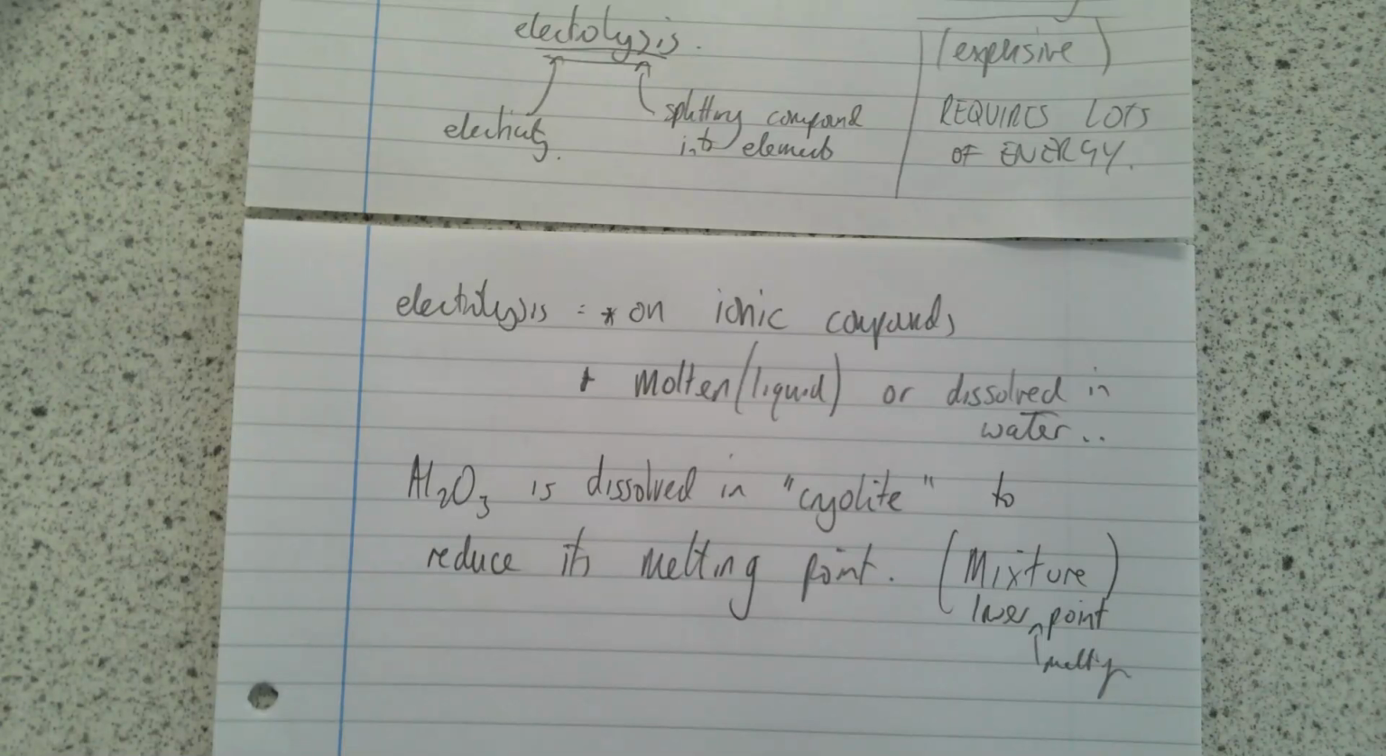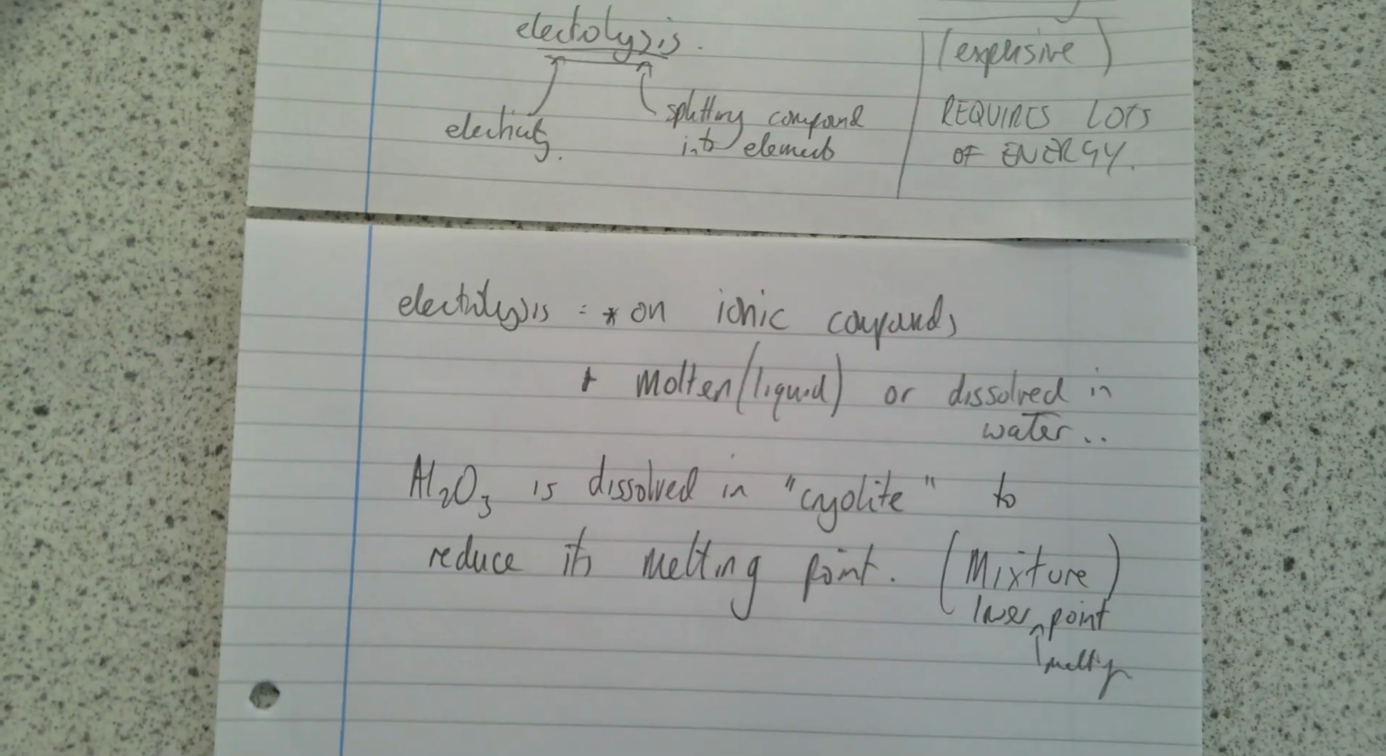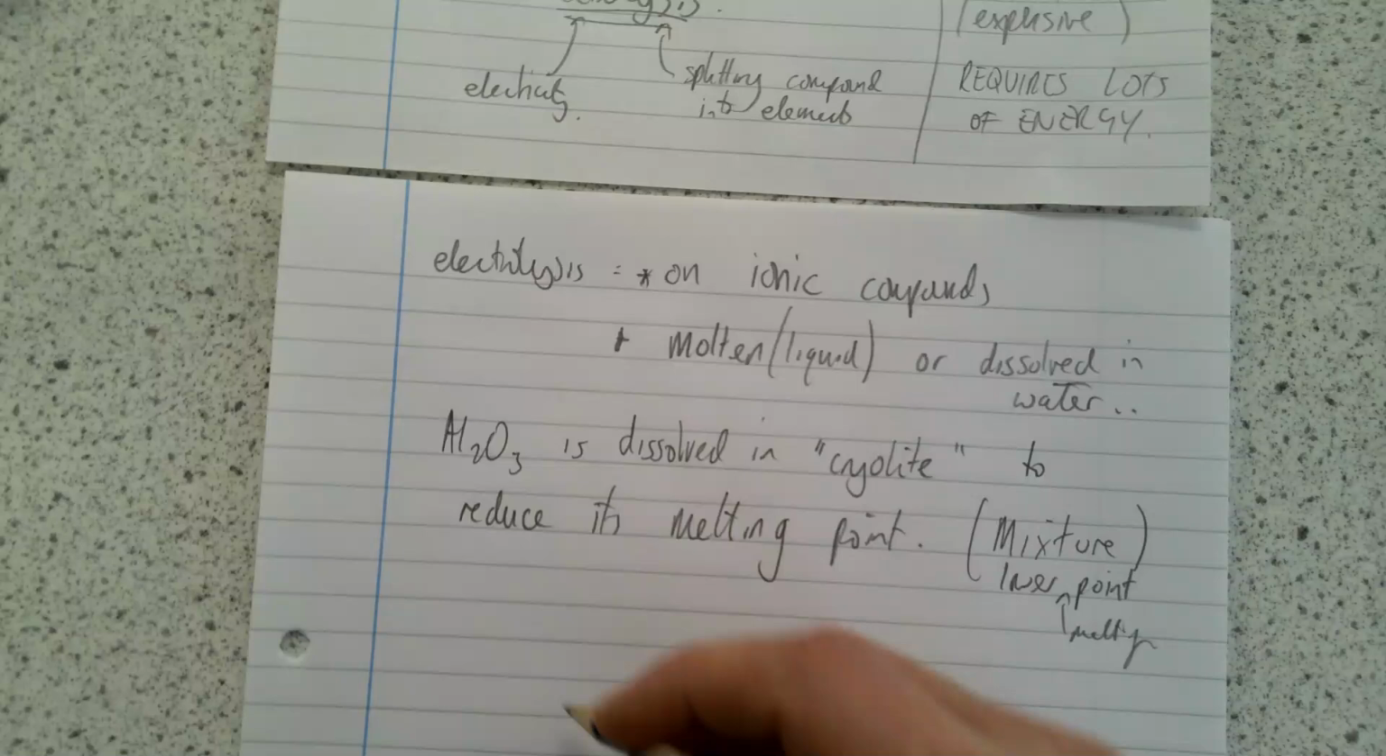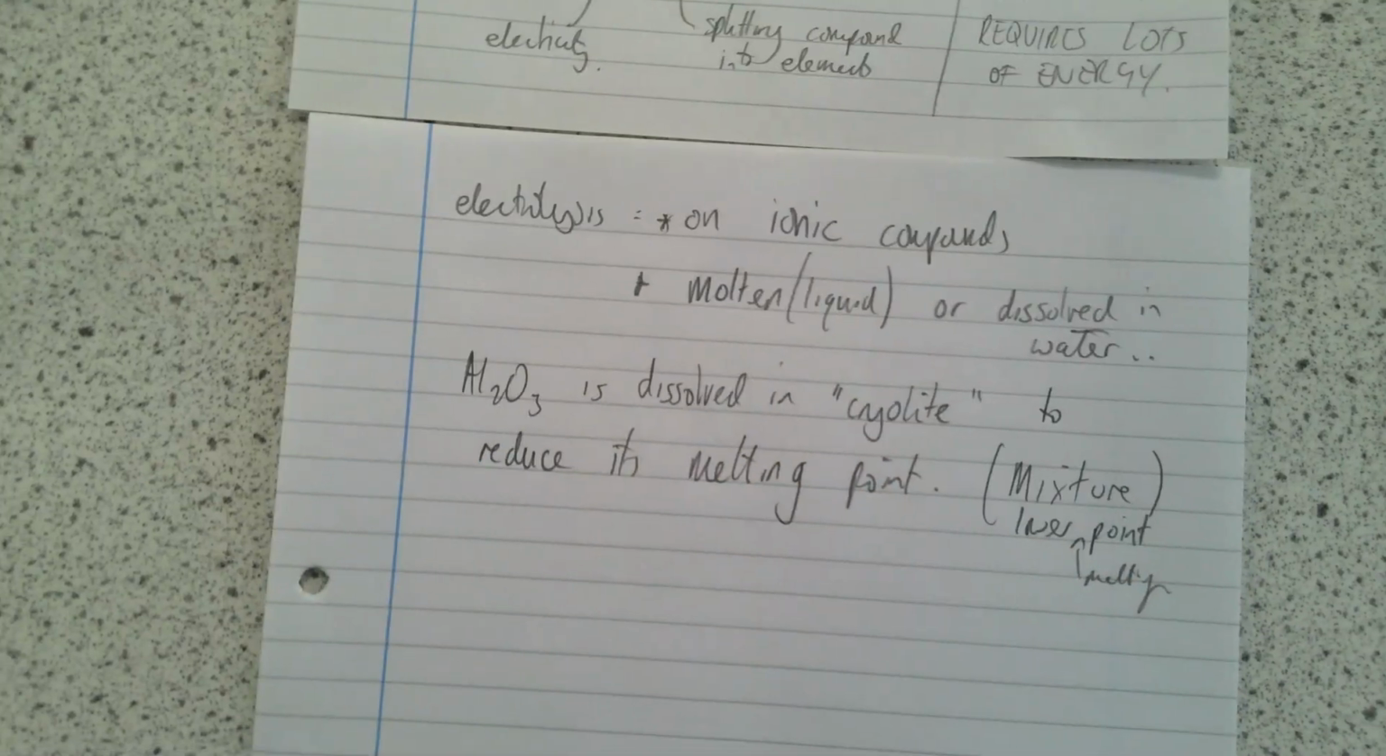So mixtures have a lower melting point. And so we reduce the melting point of aluminium oxide by mixing it or dissolving it in cryolite. So you need to know a little bit about that.